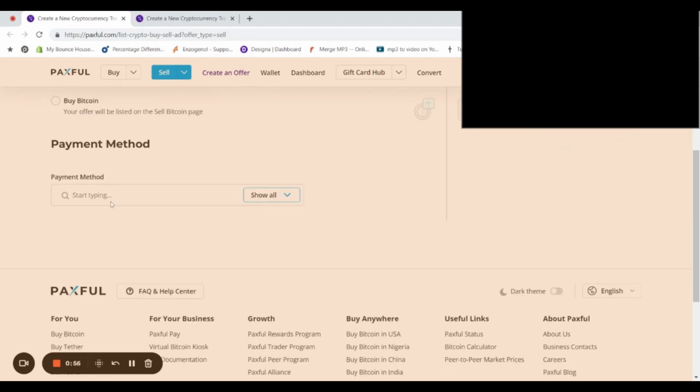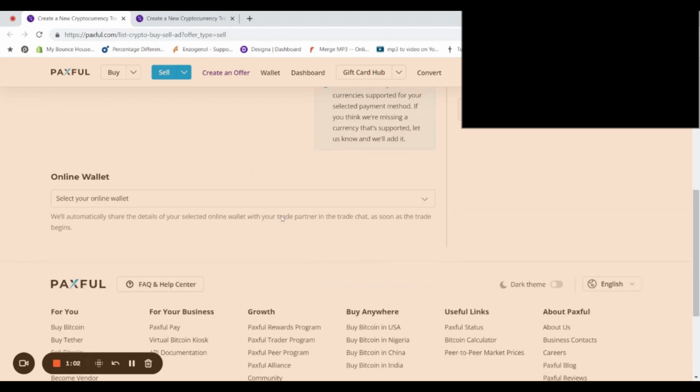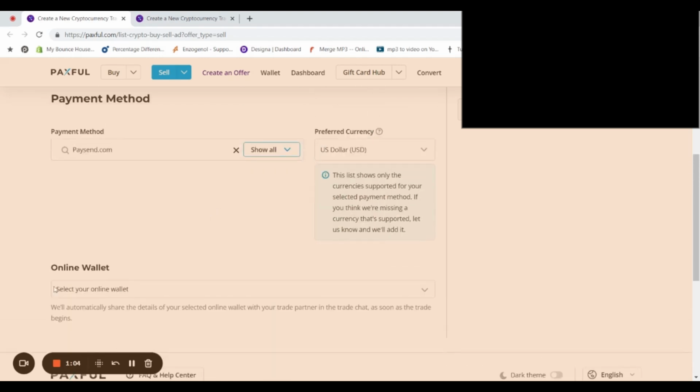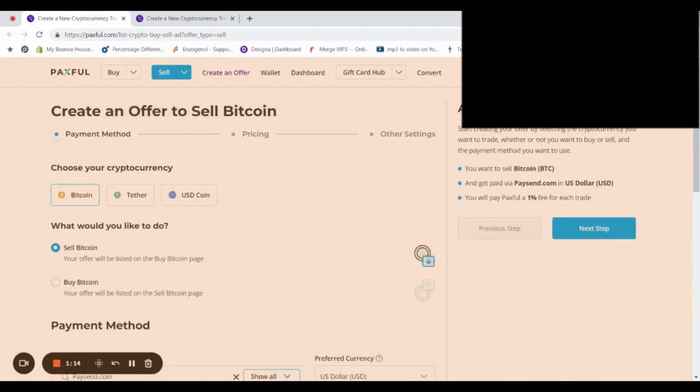So I want to sell crypto. Let's say my payment method is going to be PaySend. Let's do US dollars. In this section you can add your bank transfer details. I don't recommend using that feature, but you can if you want. Again, now we'll see here, it'll show us the information we selected.